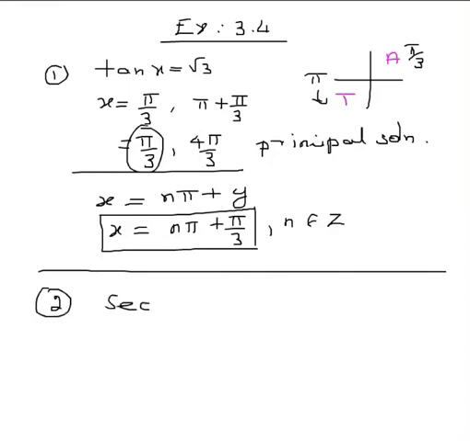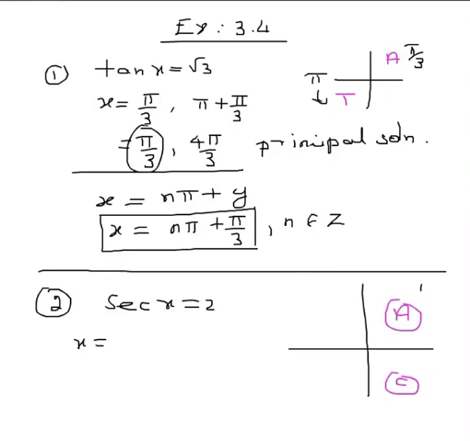Second question: secant x is 2. Here secant is positive. Secant is positive in the first quadrant and in the fourth quadrant. Cos and secant are positive. Now the base angle, the first quadrant angle: cos 60 is half, so secant 60 is 2, pi by 3. So pi by 3 is one principal solution, and the fourth quadrant angle is 2 pi minus. So always go with this pi and 2 pi.